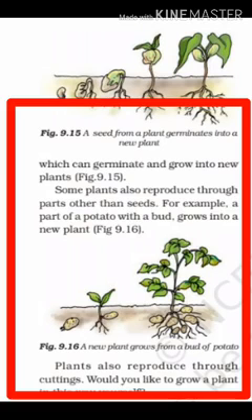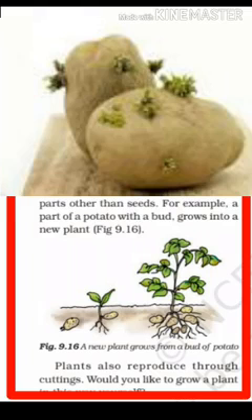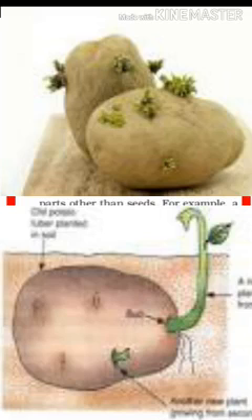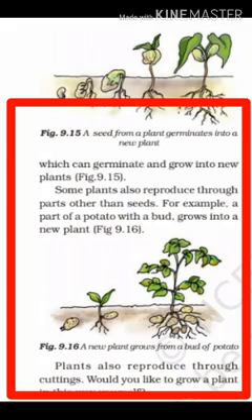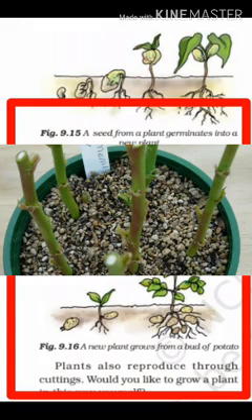But some of the plants also reproduce through other paths. For example, you must have seen the eye of a potato, which is called the bud, and a new plant grows out of this bud. Similarly, some plants like rose and hibiscus reproduce through their cuttings.